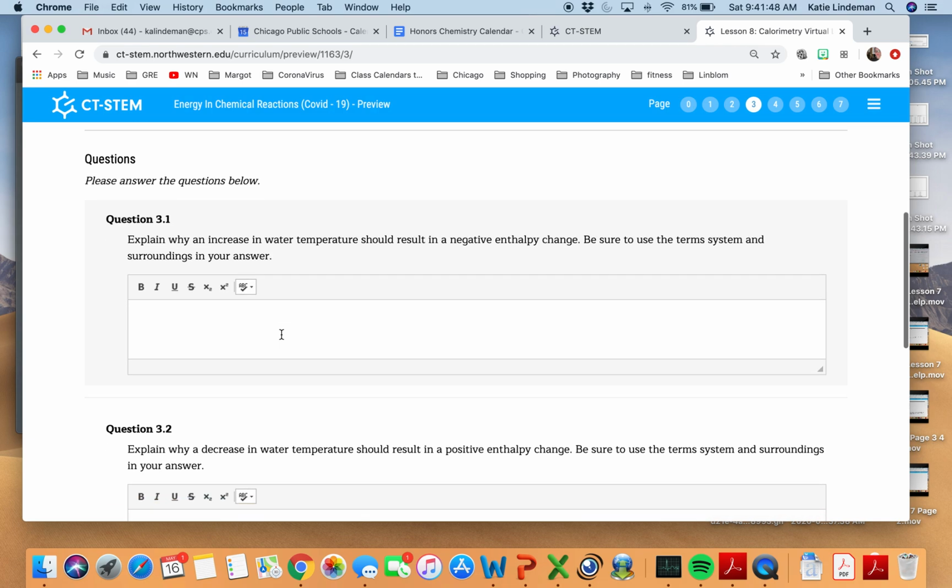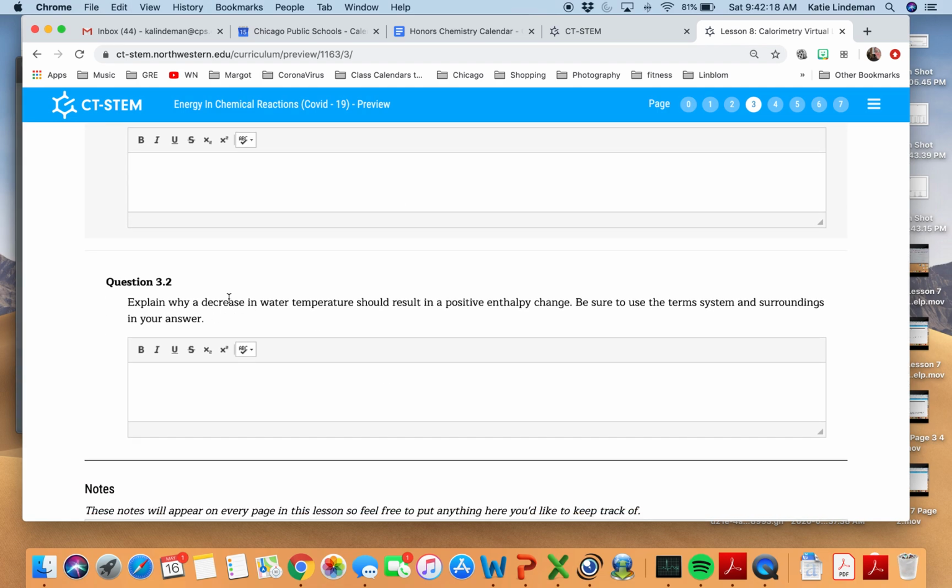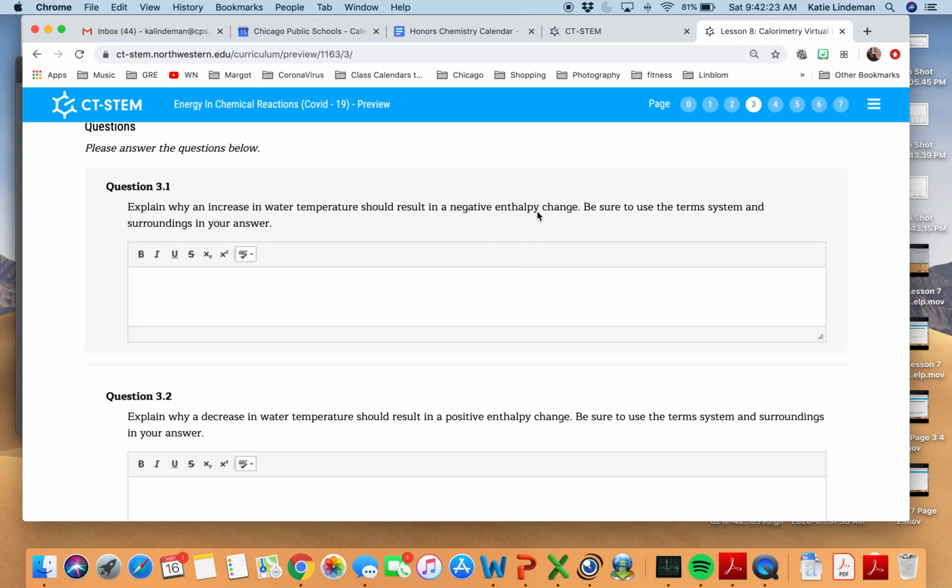Then there are a couple of questions down here. Explain why an increase in water temperature should result in a negative enthalpy change. Be sure to use the terms system and surroundings. So again, if we have an increase in water temperature, that means that energy is going into the water, meaning that the system is losing energy, correct? Down here, explain why a decrease in water temperature should result in a positive enthalpy change. It's kind of the same thing they're asking here in question 3.1.